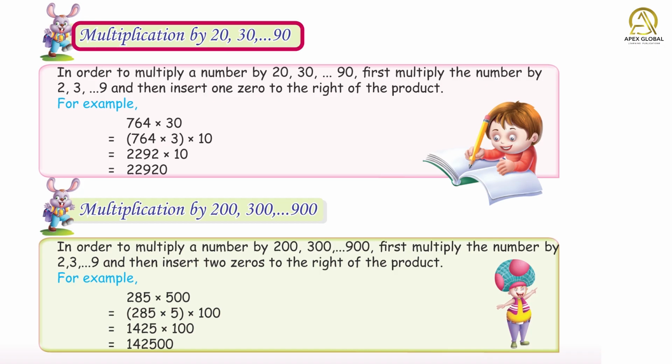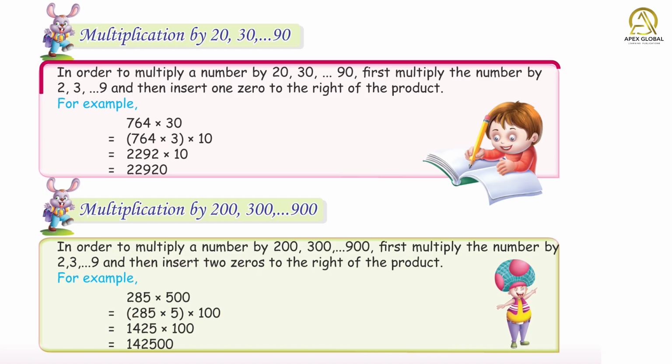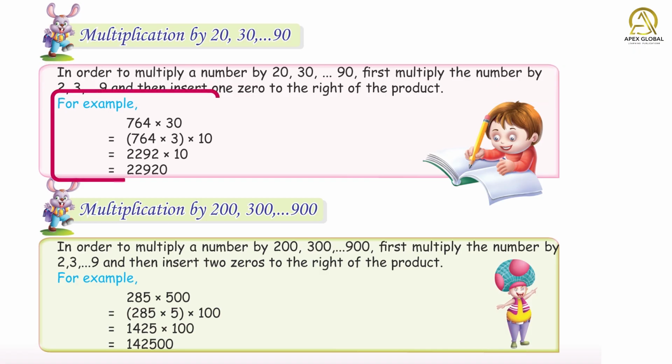Multiplication by 20, 30, 90. In order to multiply a number by 20, 30, 90, first multiply the number by 2, 3, 9 and then insert 1 zero to the right of the product. For example, 764 into 30, 764 into 3 into 10. 2292 into 10 is equal to 22,920.